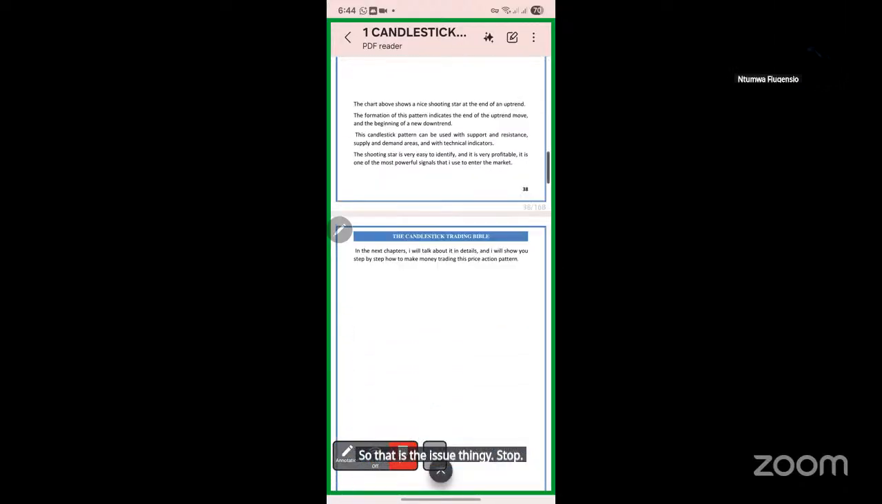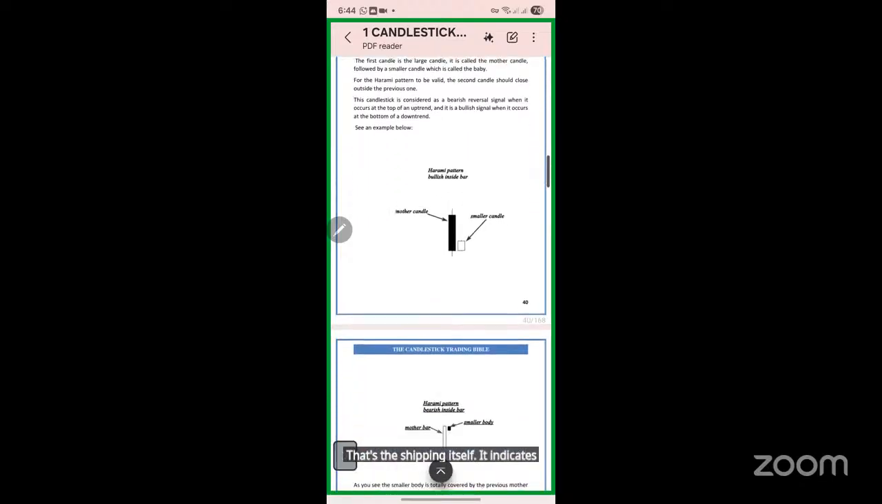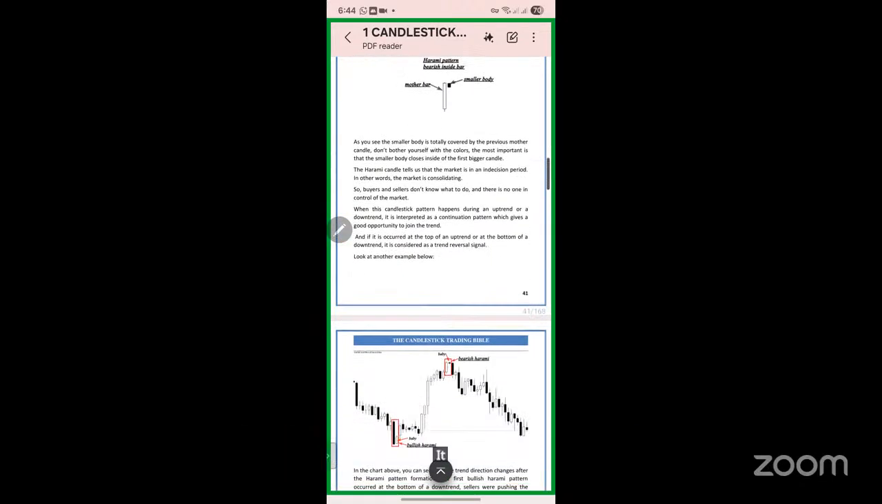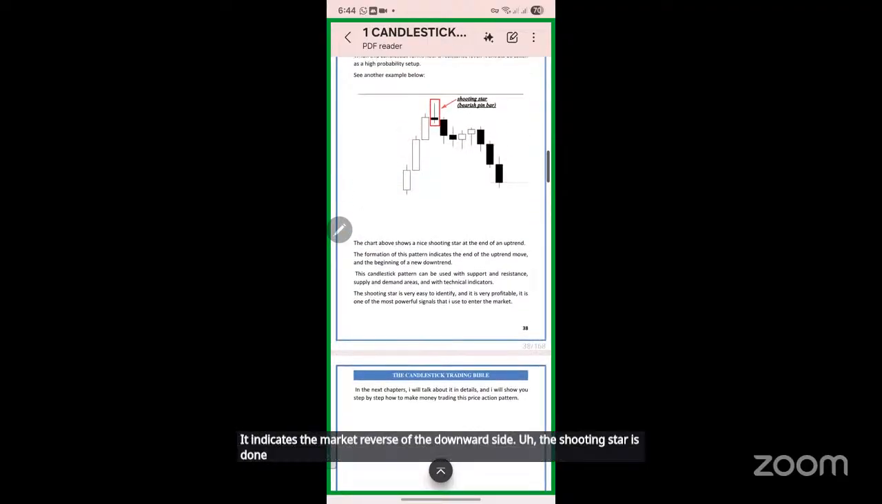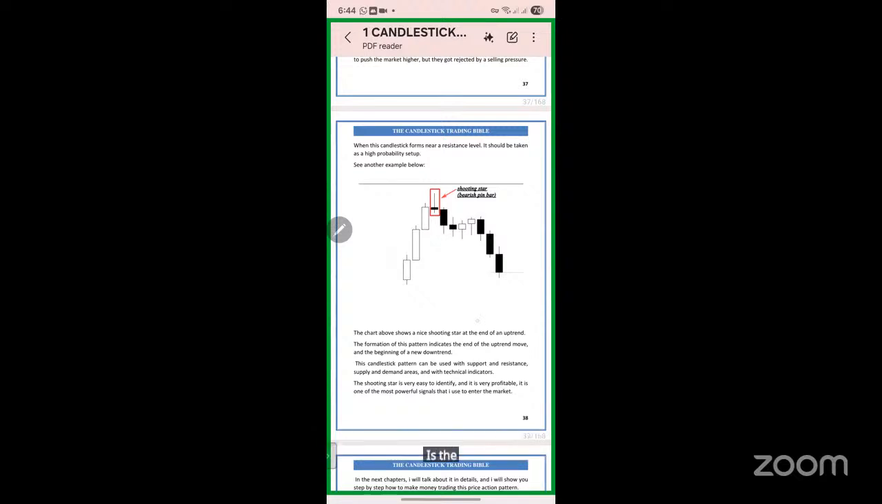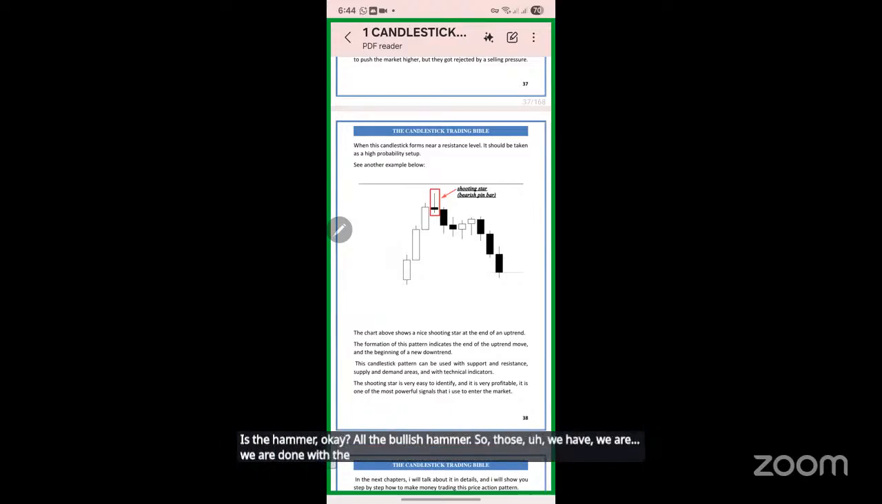That is a shooting star. It indicates market reversal to the downward side. The shooting star is done. The opposite of the shooting star is the hammer, or the bullish hammer. So we are done with the single candlestick chart patterns.